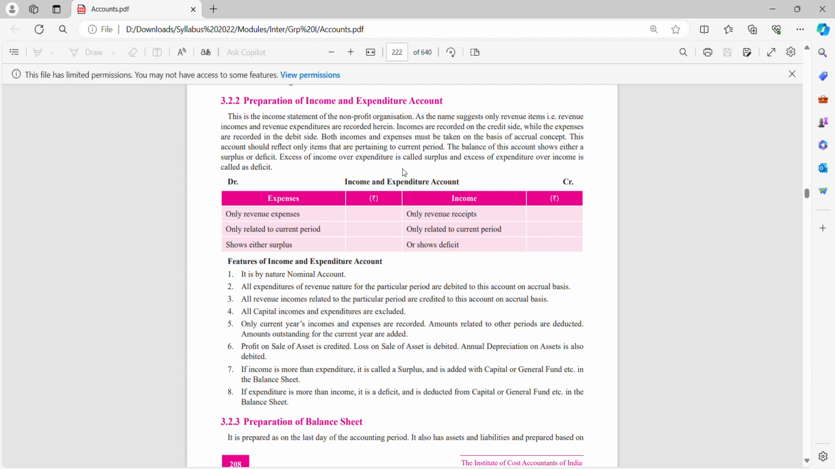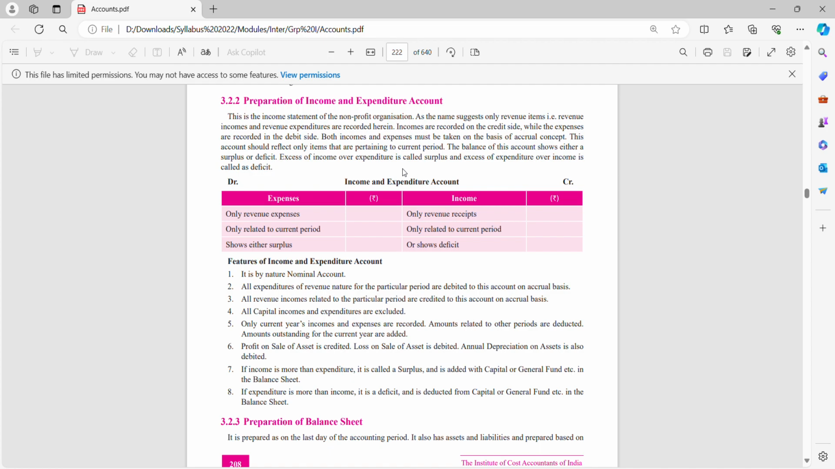So we have income and expenditure here. How to prepare income and expenditure account. This is the income statement of a non-profit organization. Income statement means what? It means you are already preparing a profit and loss account, right? Wherein you take your income on the right hand side, that is the credit side, and you take your expenses on the left hand side.